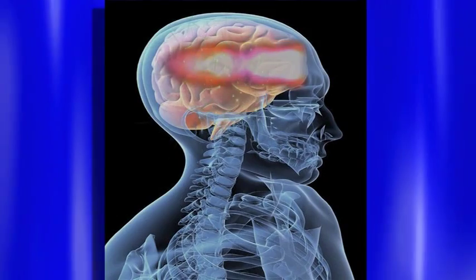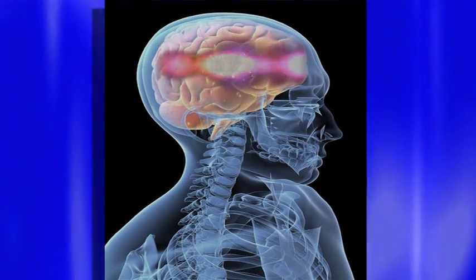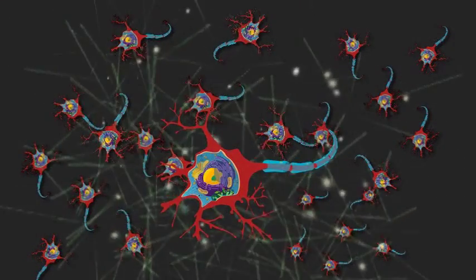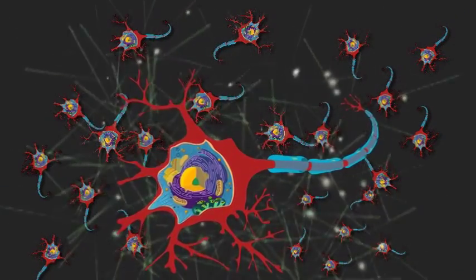However, the brain is composed of a very complicated neuron circuit. For instance, in some locations in the brain, one single neuron will connect with 20,000 other neurons.